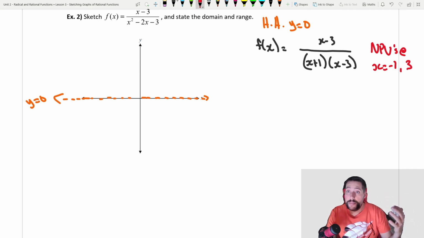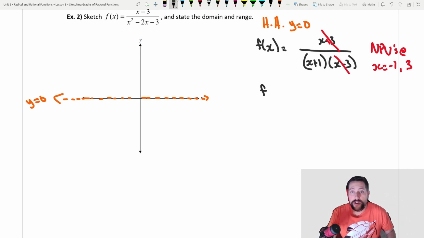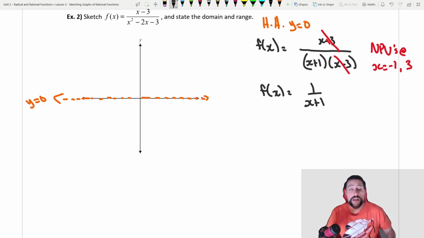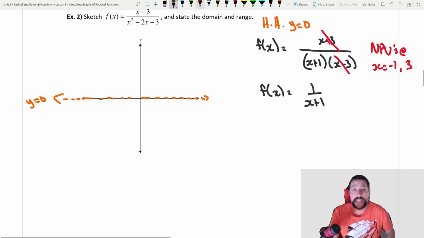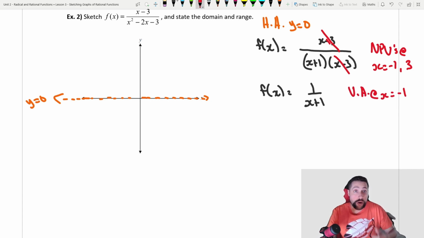Now we can cancel. The x minus 3's cancel right there, which means all we have now is f of x is equal to 1 over x plus 1. So this should look like a hyperbola because this is how it is set up. Now we can safely say that there is a vertical asymptote at x is equal to -1. So we can go ahead and graph that.